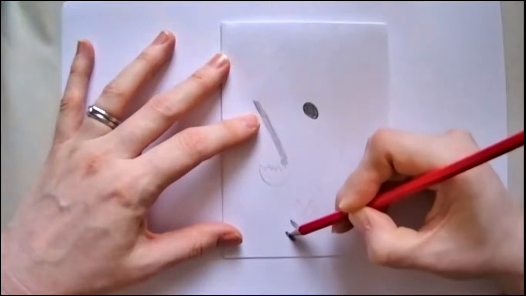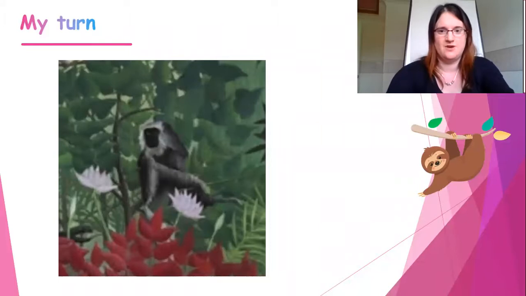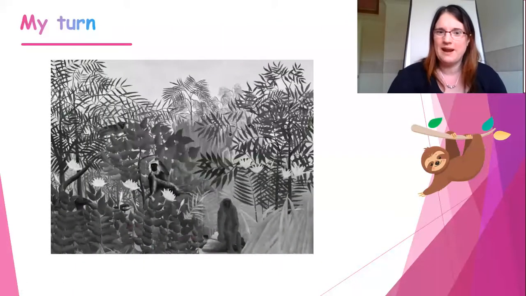And I might go over the top again. And you're going to keep going until you have got a picture that looks basically like a black and white version of the painting. So let me show you what it's going to end up looking like. Have a look. So I've taken the painting and I've turned it into a black and white version.